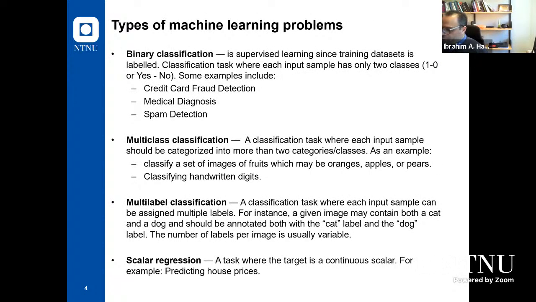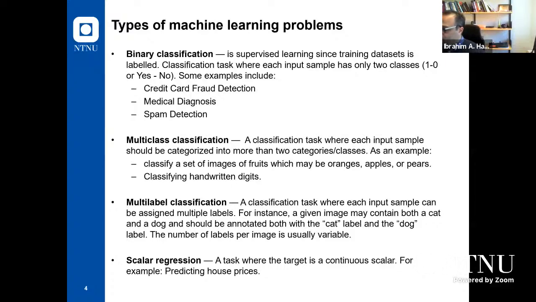Now, types of machine learning problems. You can start with binary classification, where we have only 2 classes, for example 1 and 0, or yes and no. For example, spam detection: you got an email and you need to say, is it spam or is it ham? So it's yes and no, a binary classification problem.